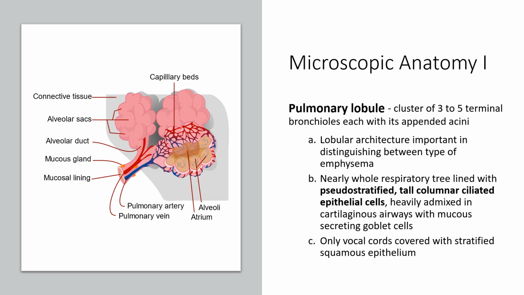Nearly the whole respiratory tree is lined with pseudostratified tall columnar ciliated epithelial cells, heavily admixed in cartilaginous airways with mucus-secreting goblet cells. Only vocal cords are covered with stratified squamous epithelium.